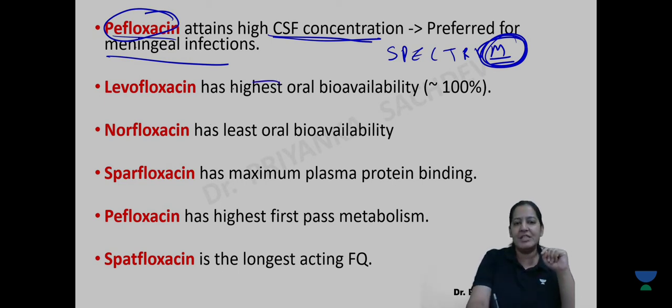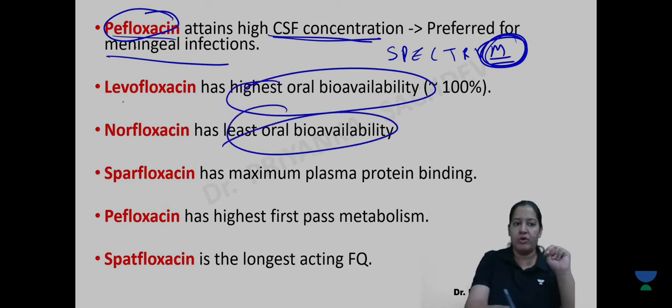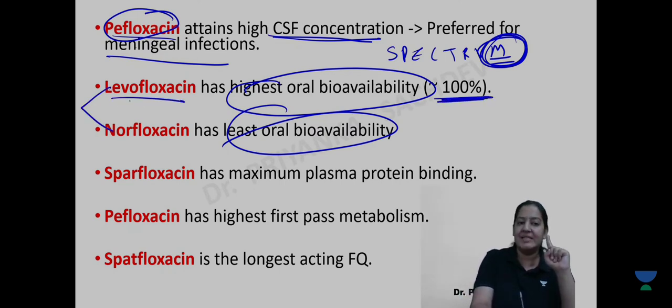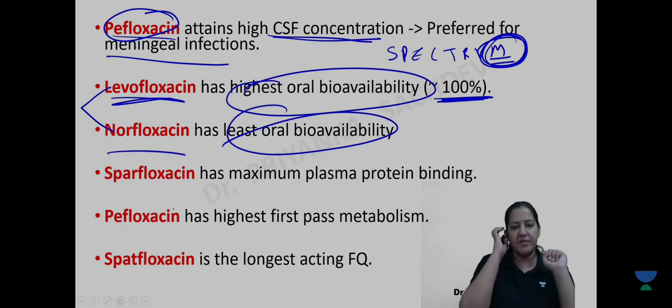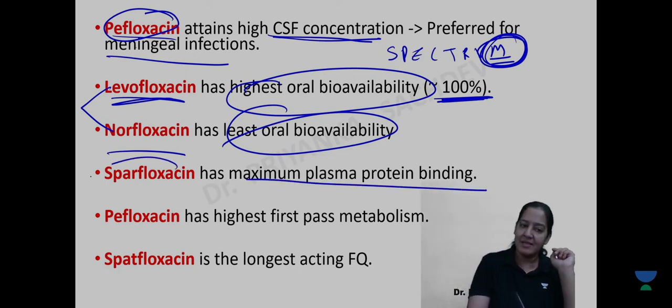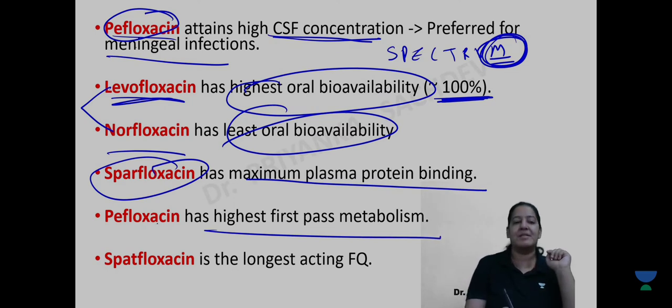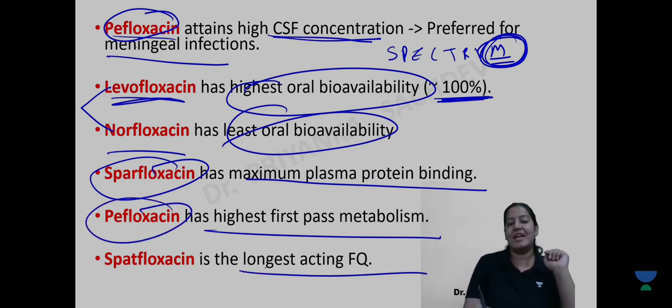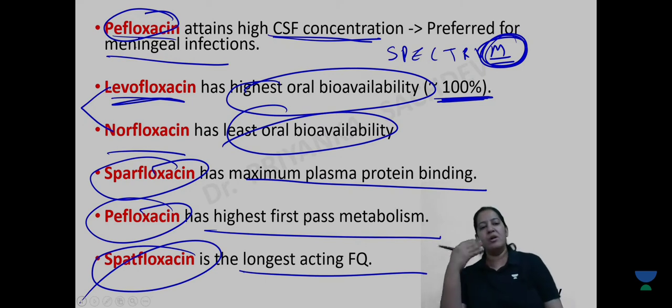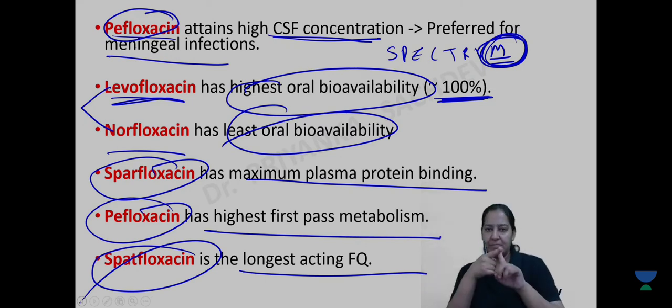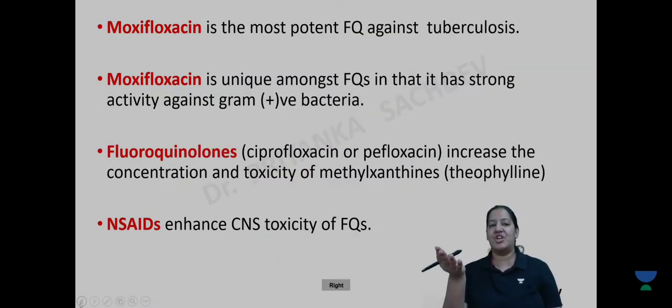Okay. Tell me the highest bioavailability and lowest bioavailability. The two drugs; there are MCQs on both the highest and lowest. Highest, 100% oral bioavailability, is Levoflox and the lowest is Norflox. Maximum plasma protein binding is of whom? The answer is Parflox. Highest first pass metabolism is of whom? The answer is Pflox. Longest acting is which? The answer is Parflox. So you have to learn all these one-liners: highest bioavailability, lowest bioavailability, highest plasma protein binding, highest first pass, the longest acting, maximum CSF concentration, right?